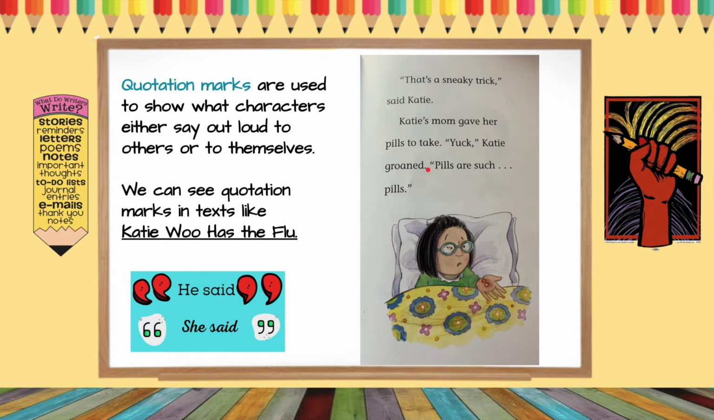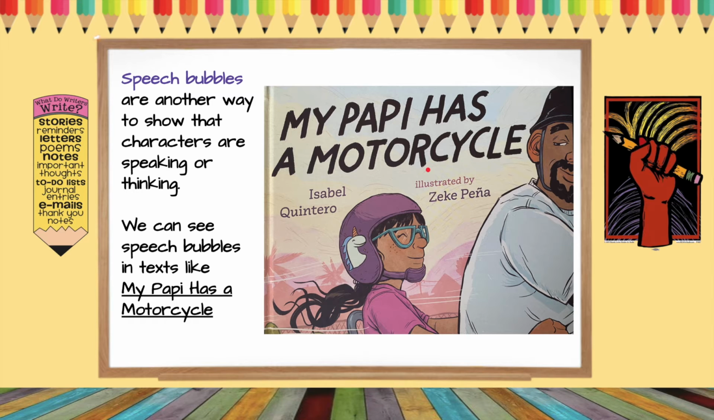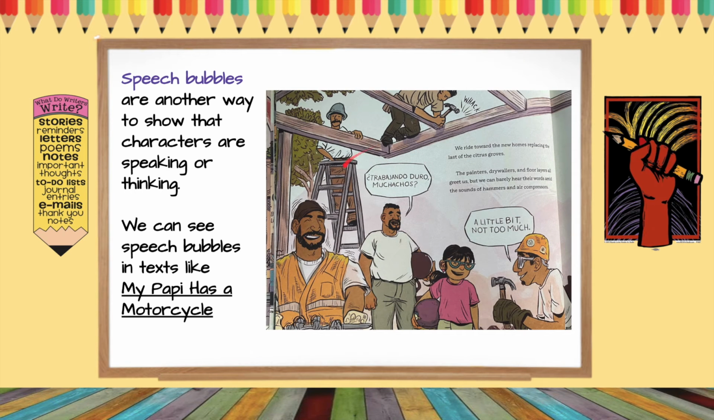Now, let's look at our speech bubbles. Speech bubbles are another way to show that characters are speaking or thinking. We can see speech bubbles in text like, My Poppy Has a Motorcycle. So if we look at My Poppy Has a Motorcycle, we can see that the author uses speech bubbles to show that the people are speaking. She's sure to put a line from the character's mouth so we know exactly who's talking.